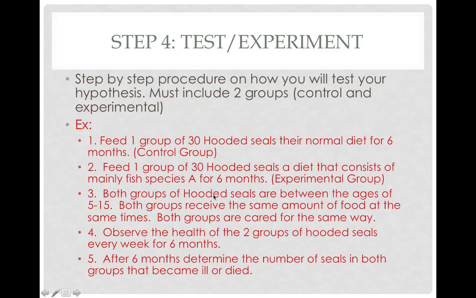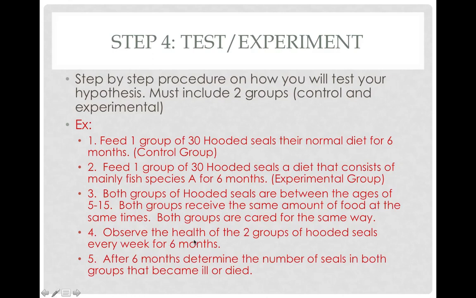So we don't want one group to be 30 years or older and one group be 5 years or younger, because then age could have a role in the death. So we want to keep everything about the 2 groups exactly the same except for what we're testing, which is feeding them fish species A.